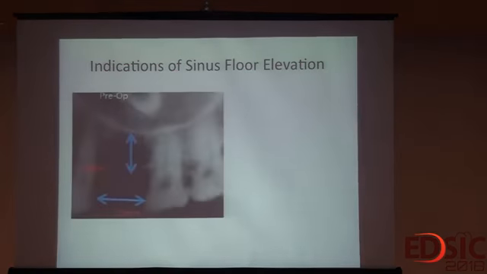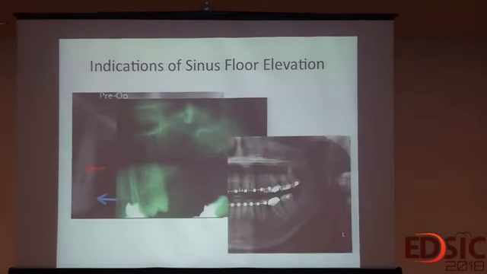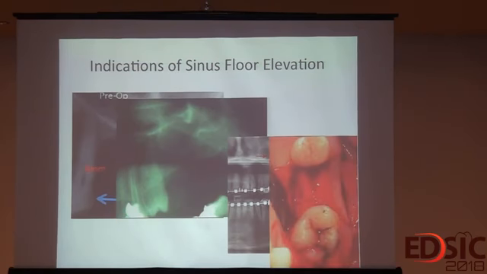What are the indications of sinus elevation? At least one missing tooth at the posterior maxilla, residual alveolar crest height less than 6 mm, the absence of any pathology in the sinus area, the absence of major sinus disease, and there should be no obstacles in this part.